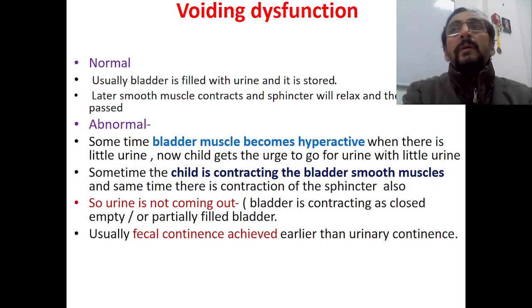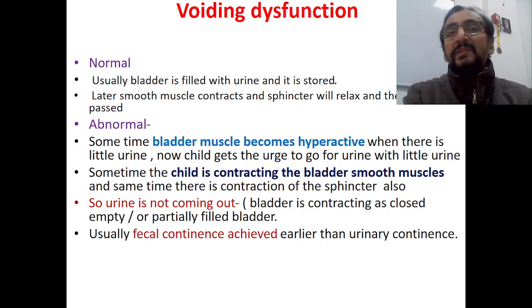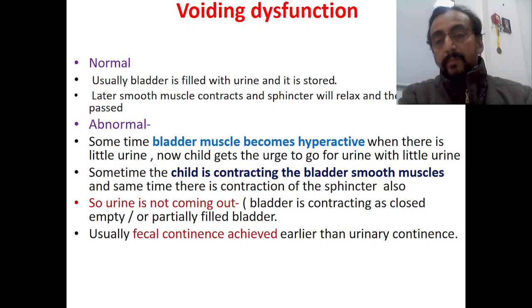There is always a balance between sympathetic and parasympathetic function. But sometimes the bladder detrusor muscles contract while the sphincters are also closed. So urine is not coming out, and there is no way out. The bladder is contracting as a closed, empty or partially filled chamber. The urine itself is very little, not full in the bladder, but still it is contracting as a closed chamber. Usually fecal continence is achieved earlier than urinary continence. This is also observed. Therefore, the child achieves fecal continence earlier compared to urinary continence.